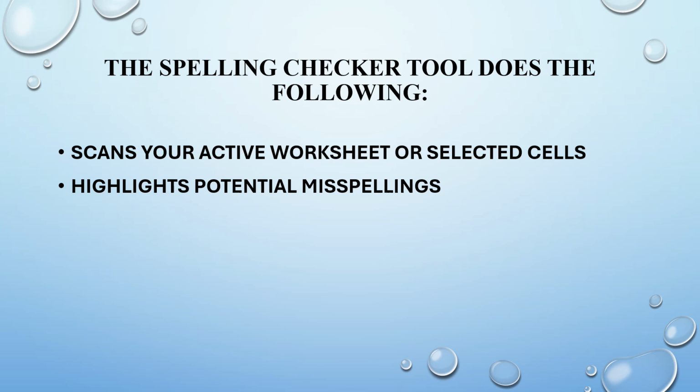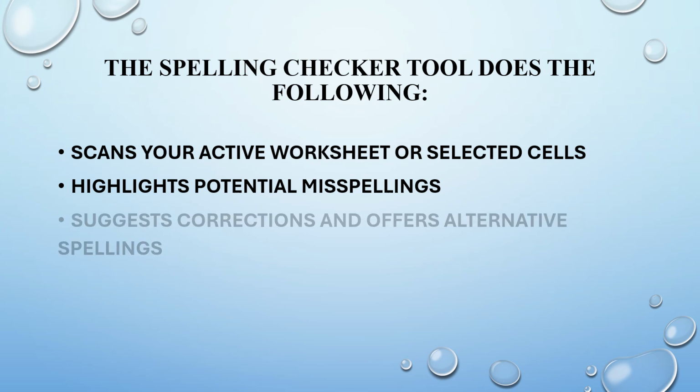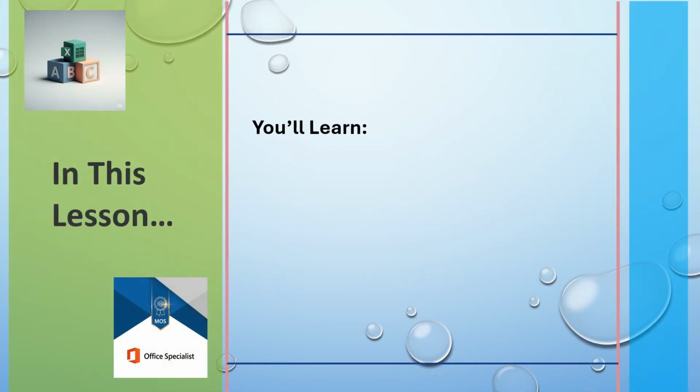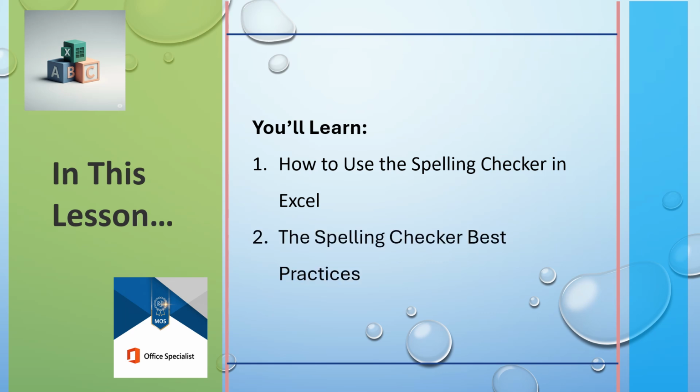2. Highlights potential misspellings, particularly words it does not recognize. 3. Suggests corrections and offers alternative spellings. 4. Allows you to manage unrecognized words so that you can ignore them, add them to a custom dictionary, or change them. Unlike Word, Excel's focus is primarily on spelling, as it deals more with data and labels than with full sentences and grammatical structures.